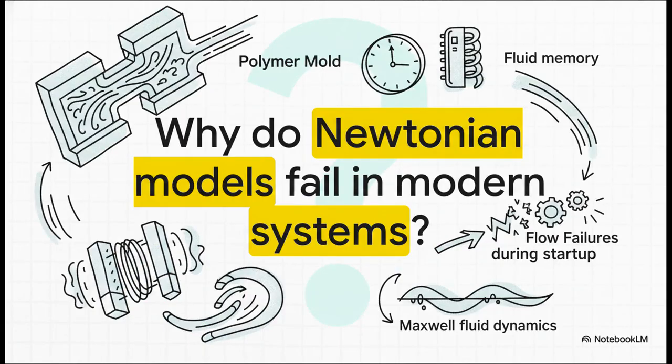To kick things off, let's think about this. Why do those standard Newtonian fluid models fail us so drastically when we're trying to design things like modern polymer molds or magnetohydrodynamic (MHD) energy systems? Well, standard models just assume fluids respond instantly to stress, but in reality, that assumption causes highly unpredictable flow failures, especially during those volatile industrial startup phases. You see, the fluids we actually use in these high-stakes environments, they have memory.